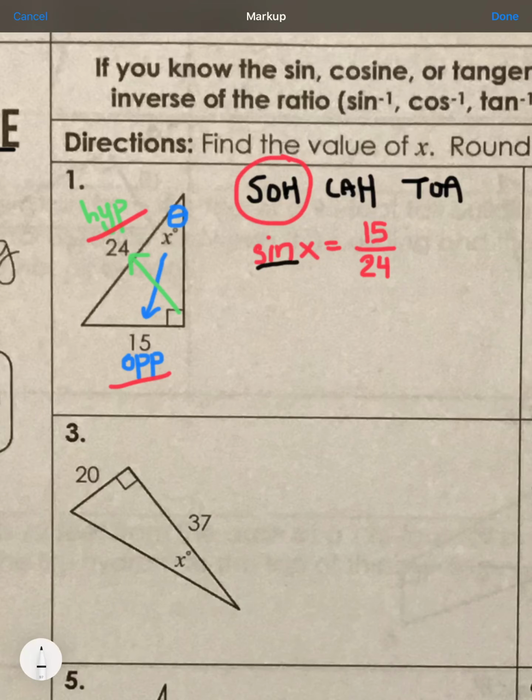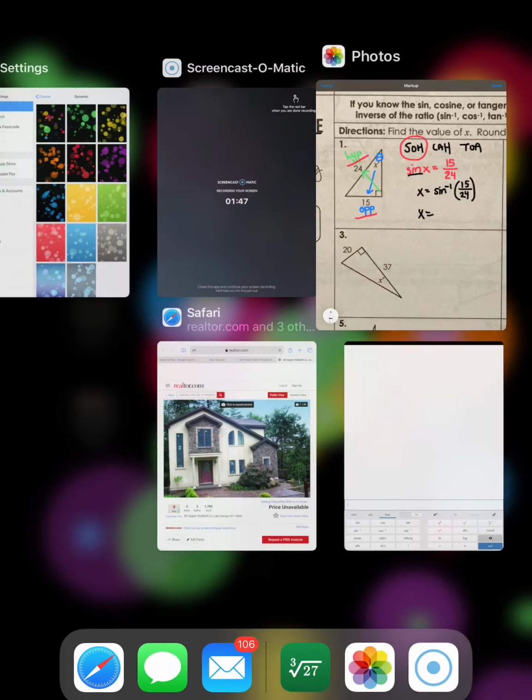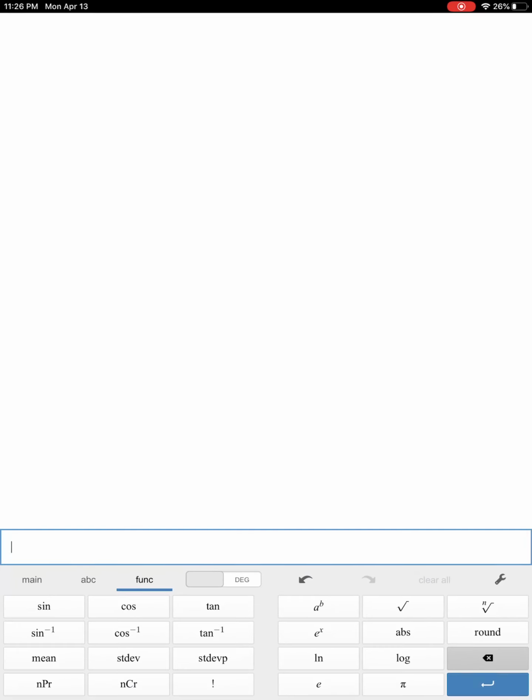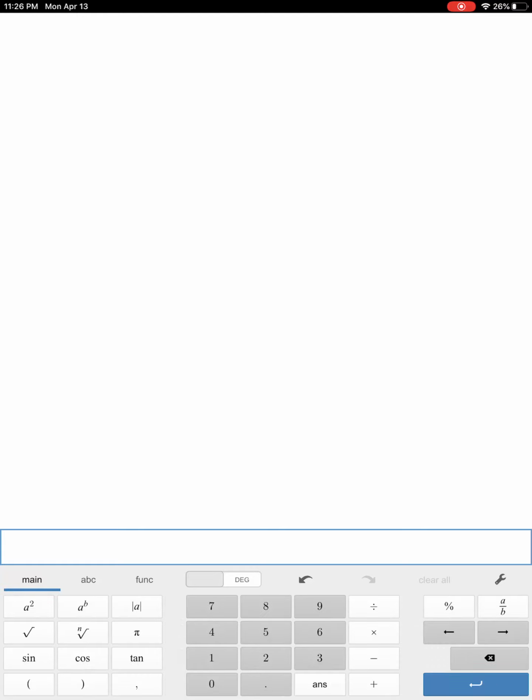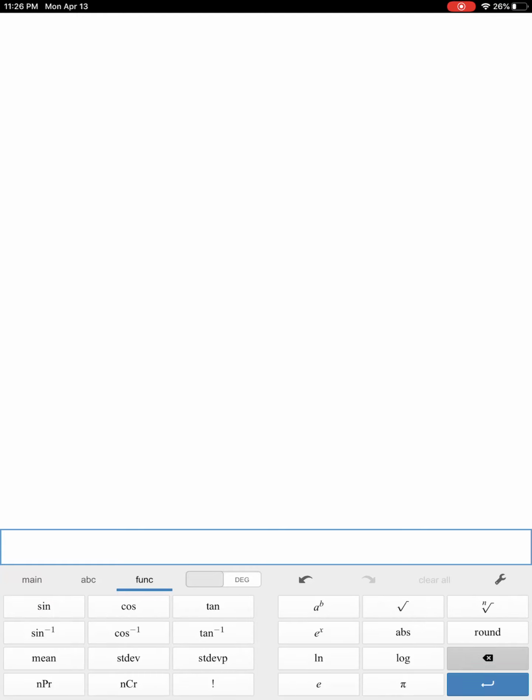Now we need to get x by itself. And in order to do that, we need to get rid of sine. So whenever you're trying to find an angle, you need to get rid of the trig function. And to do that, we're going to use inverse sine. That's sine to the negative first power of 15 over 24. So we're going to use the Desmos calculator again.